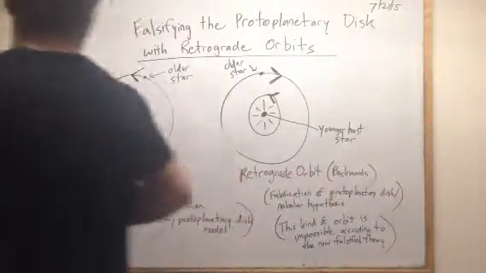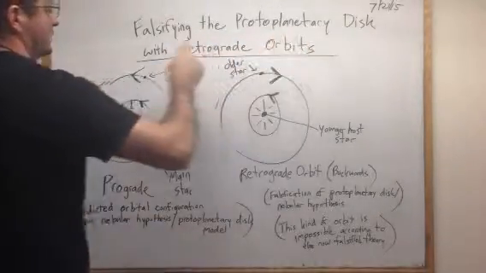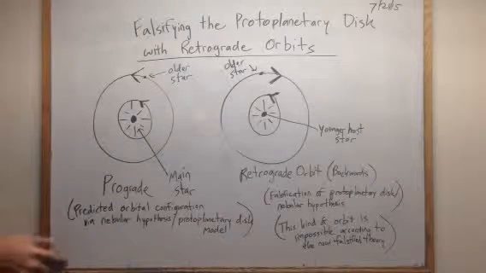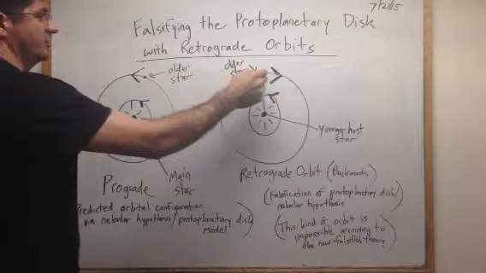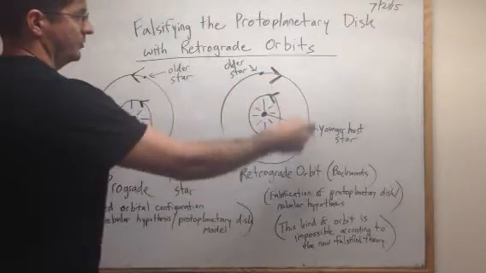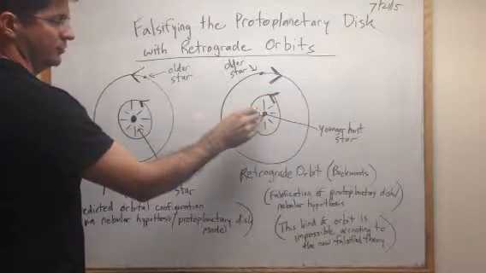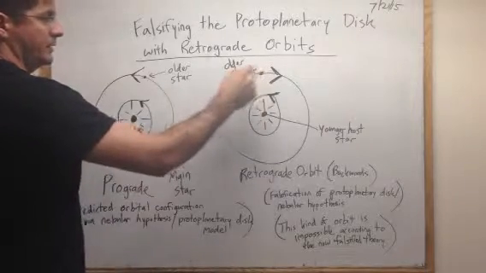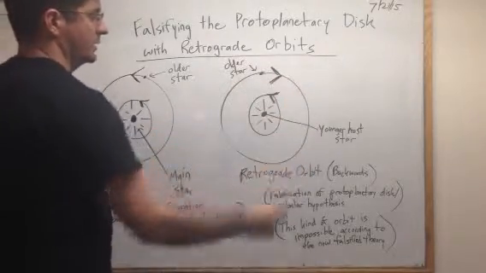To be clear, we have officially falsified the protoplanetary disk with retrograde orbits. Now, establishment science found retrograde orbits back in 2010 of older stars, such as hot Jupiters orbiting in the opposite direction their host star is rotating. So the host star is rotating, say, clockwise, and the older star is orbiting counterclockwise.